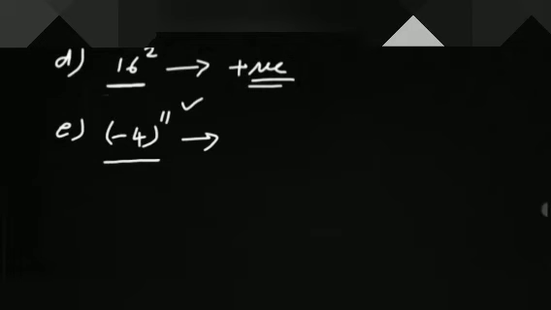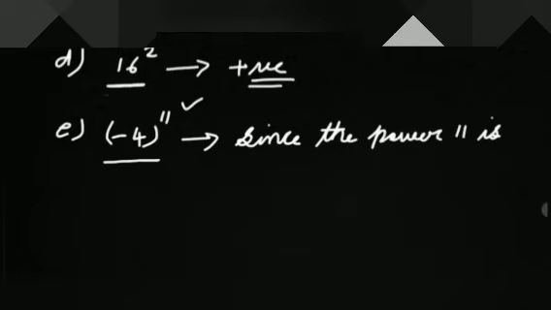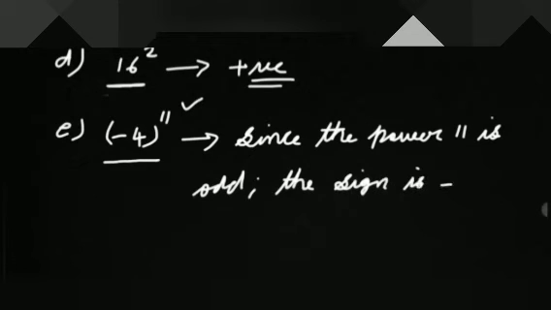Yeah, an odd power of a negative integer is negative, isn't it? Very good. So, how can we write the answer? Since the power 11 is odd, the sign is, what would be the sign? Yes, very good, the sign is negative. Good. Is it clear?